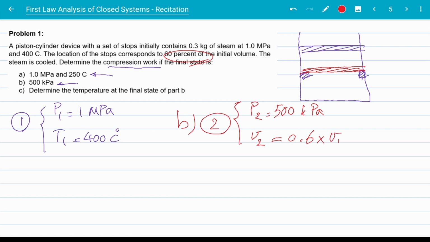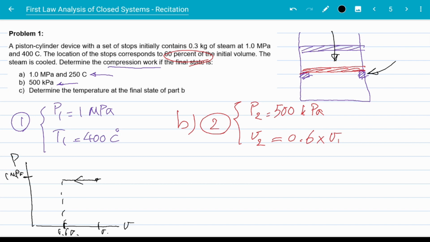Before going into calculating the boundary work, I want to show this entire process for part B on a PV diagram to give you some perspective. So if this is our PV diagram, during the process, when the piston was going down until reaching the stops, the process was constant pressure. So we started at maybe volume 1 here and a pressure of 1 megapascal up here. So we started something like this, right? Compressing, until the piston hits the stop, which is this point here, which corresponds to 60% of the initial volume, right?